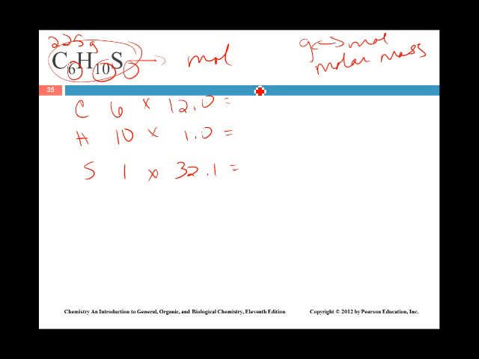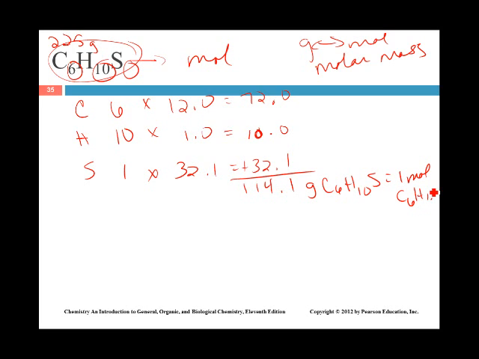So 6 times 12 gives us 72.0. 10 times 1 gives us 10.0. And 1 times 32.1 is 32.1. We're going to add those together. That comes out to be 114.1 grams of C6H10S is equal to 1 mole of C6H10S. And that's going to be our conversion factor now.